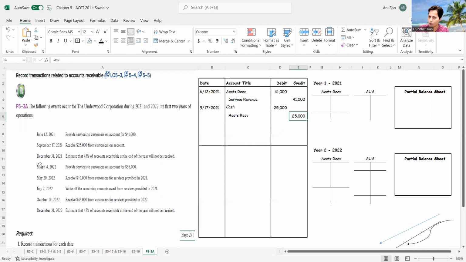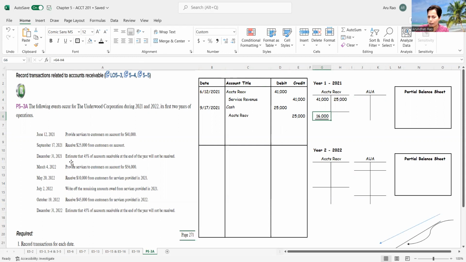So that leaves me with 16,000, 41,000 minus 25,000, that is what is owed to me. And I need that information because on December 31st, I'm going to do an estimate of what I think will not be collected. So let's first go ahead and have these two accounts, accounts receivable and allowance for uncollectible accounts. This is a contra asset account. We'll get to that in a second. From the first journal entry, I debit accounts receivable 41,000, which means I post that 41,000 over here on the debit side. Second journal entry, I credited accounts receivable. So on the credit side, I'm going to post that 25,000. 41,000 minus 25,000 leaves me with a balance of 16,000.